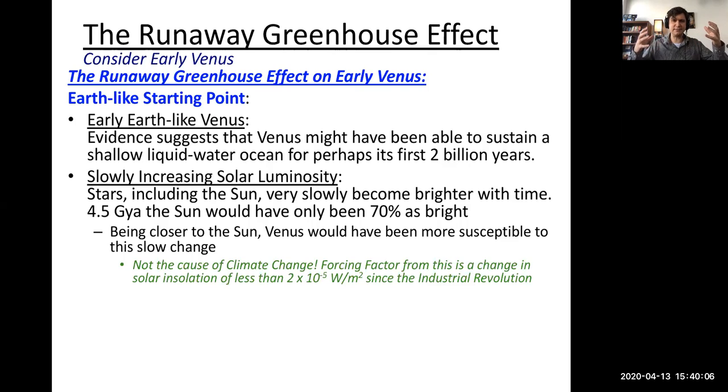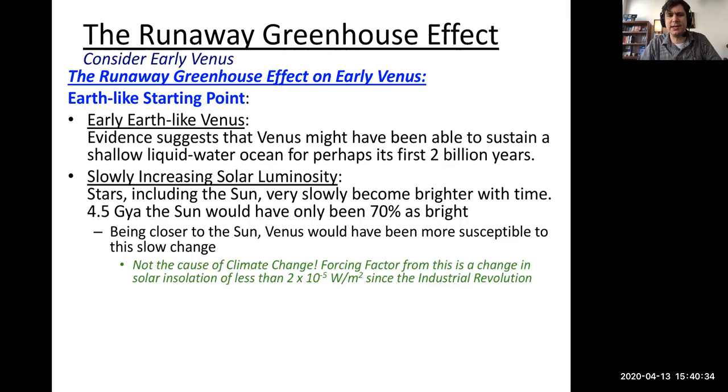Helium is more massive and more dense, so that core contracts under gravity as the helium builds up, which drives up temperatures, which drives up the fusion reaction rates, which overall increases the luminosity of the sun very, very slowly. So at the formation of Earth and Venus, at the start of the solar system, the sun would have only been about 70% as bright as it is now. Very, very slow effect.